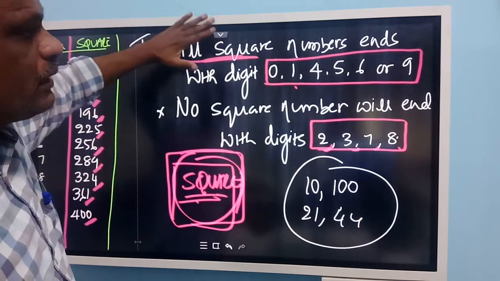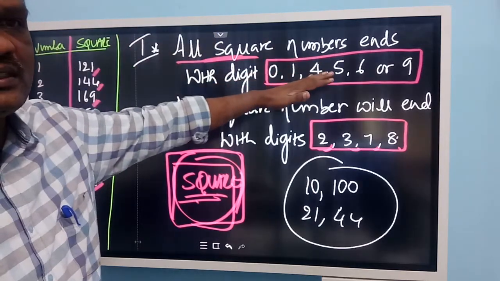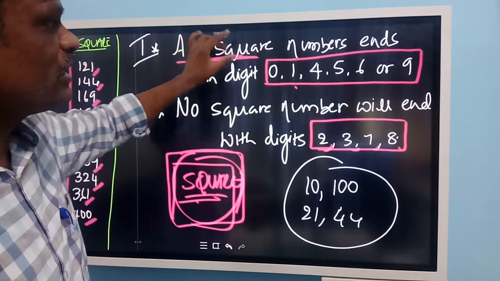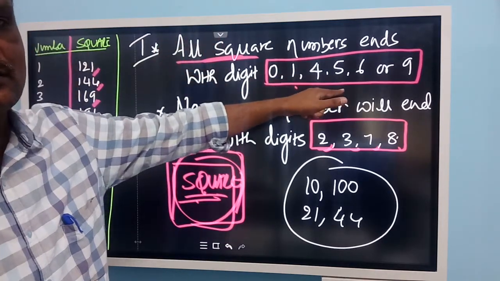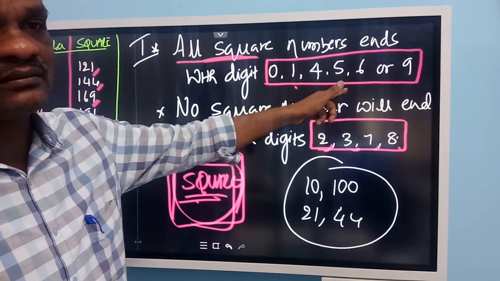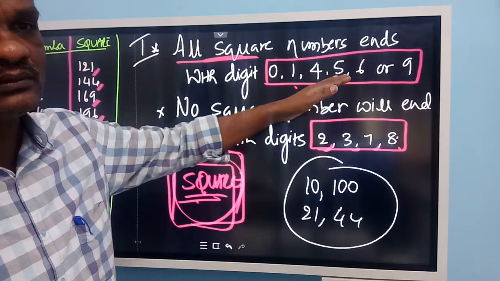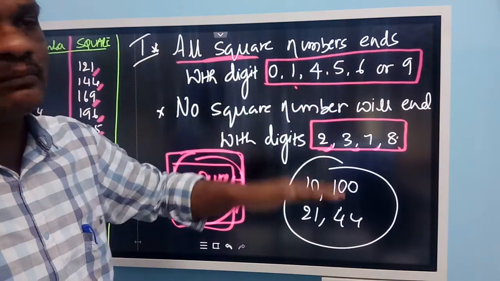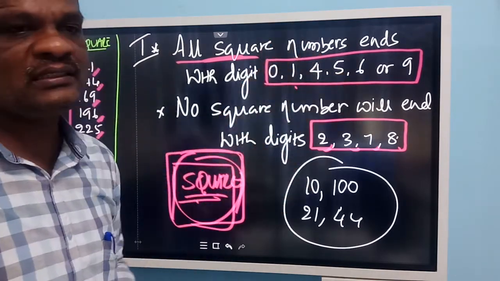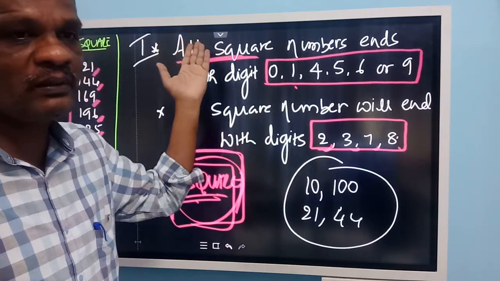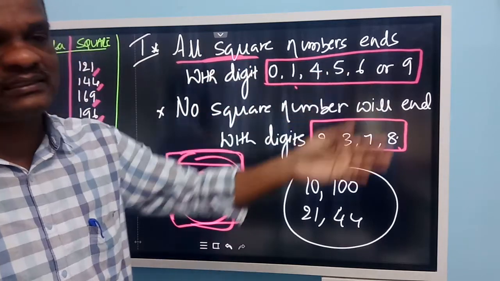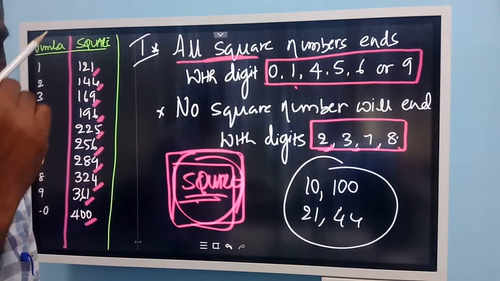But all square numbers must end with these digits. Any square number you take, they end with these digits. But the converse is not true. You take any number ending with these digits, it may not be a square number. For example, 10 is ending with 0 but is not a square number. But any square number that you take ends with only these digits. Is it clear to all of you?